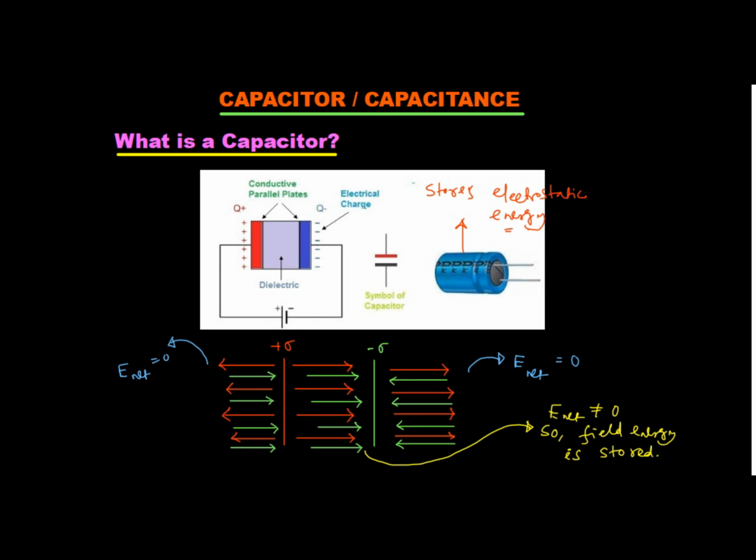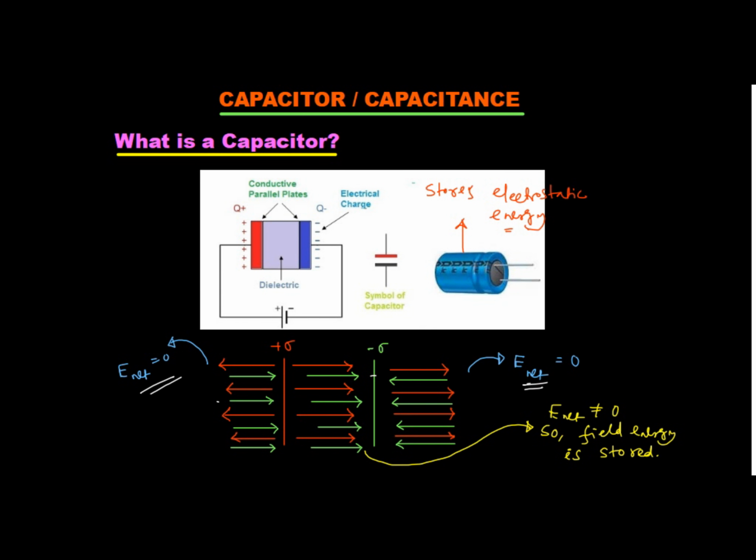How does it store? Because a capacitor is a device which limits the electric field in between the plates, for which I have taken two conducting plates, one having uniform charge density plus sigma, another having uniform charge density minus sigma, and due to them the field lines are shown. The left plus sigma field lines are shown with red arrows, radially outward in every region. We have already shown this earlier. The light green ones are always radially inward towards the plate, because of which in this region E net is equal to 0, and in the furthest right region also E net is equal to 0. So the net field is restricted in between the plates.